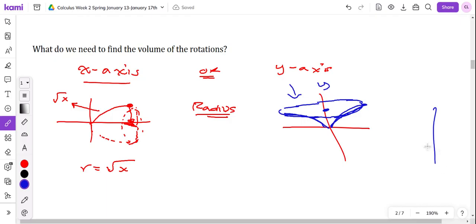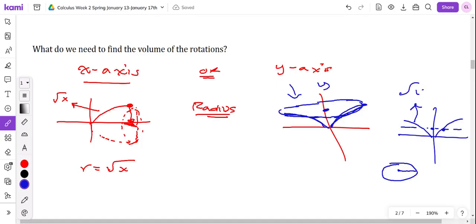So if we cut that circle along the y-axis, it's going to be an outer minus an inner, or the outside minus the inside. Well, this outside circle is y, because we're going from here to here. So we've got to look at this differently.